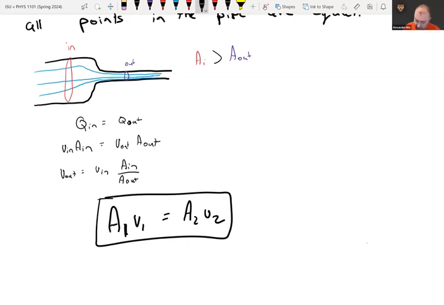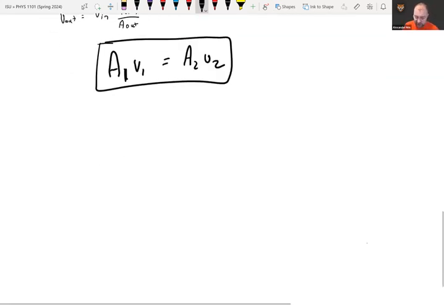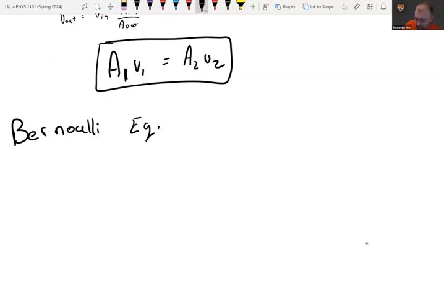All right, the next equation to talk about is the Bernoulli equation. And what the Bernoulli equation is, this is conservation of energy.